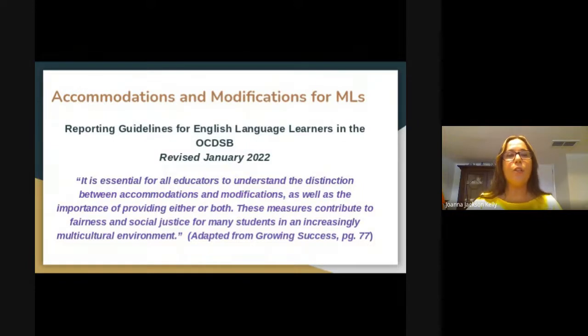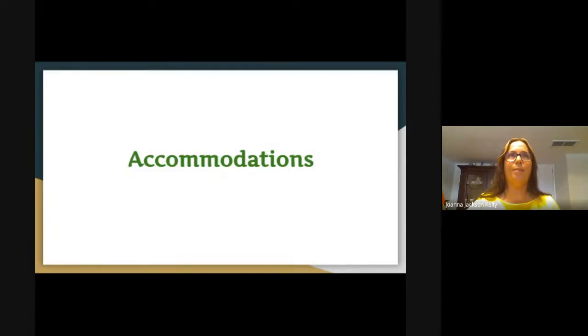It is essential for all educators to understand the distinction between accommodations and modifications, as well as the importance of providing either or both. These measures contribute to fairness and social justice for many students in an increasingly multicultural environment. First, let's start with what are accommodations?